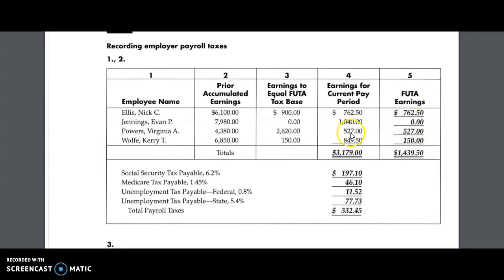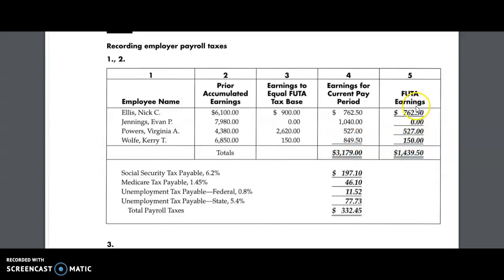If the dollar values in current earnings are less than what we will be taxed upon, we will take that entire amount. And because Carrie only earns up to $150, that's all we're going to list here, because after $150, the amount of taxable dollars would be over $7,000.